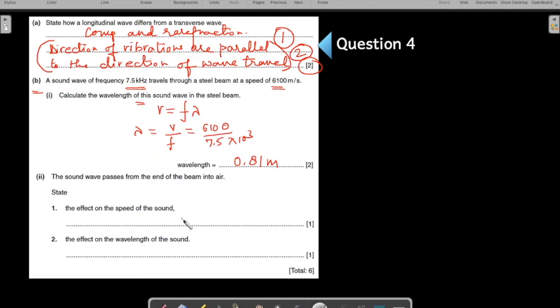Now the next part. The sound wave passes from the end of the beam into air, right? Sound is traveling from the solid to the air. State the effect on the speed of the sound. Where is the speed of the sound faster? In a high density region. When the sound is moving into the air, air is low density. Density is going down.